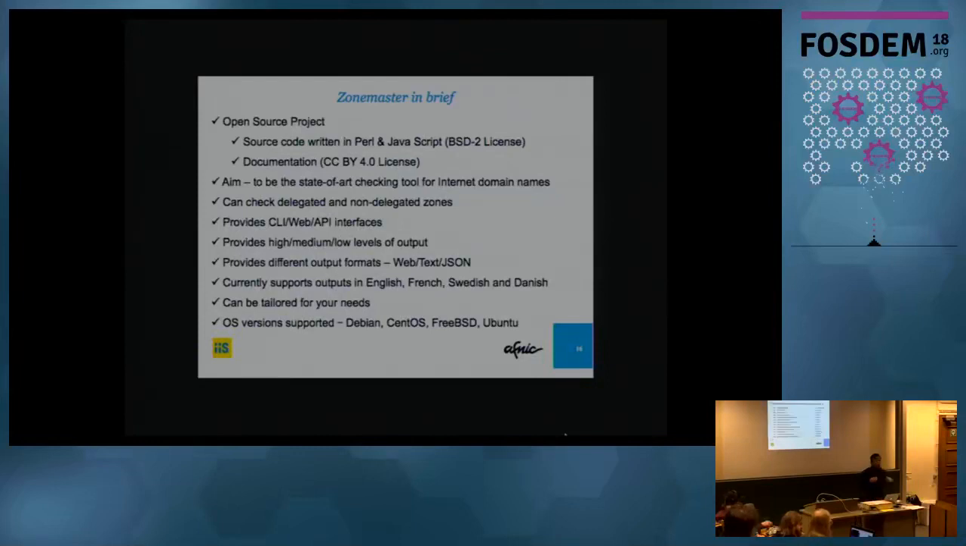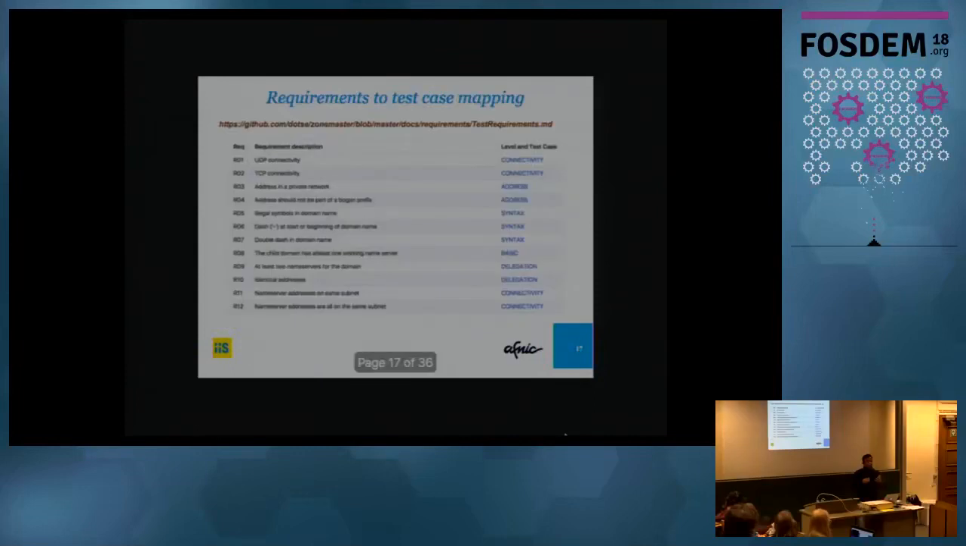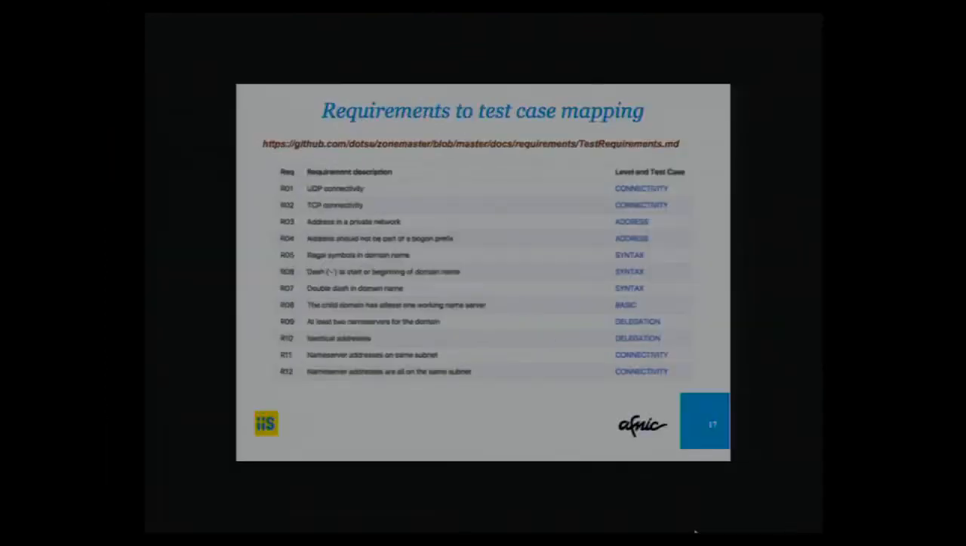So I told you earlier about the documentation. When we started, both IIS, the Swedish registry, and AFNIC, the French registry, had our own DNS zone validation tool. AFNIC was using ZoneCheck, and IIS was using DNSCheck. So both of them, when they wanted to update it, we thought that we will create a new tool. So the first thing that we said was that there was not enough documentation. So we had to have enough documentation.